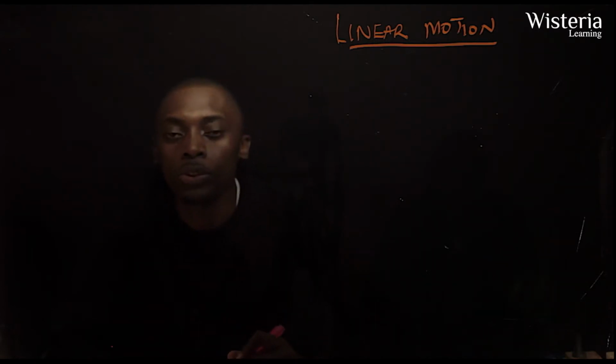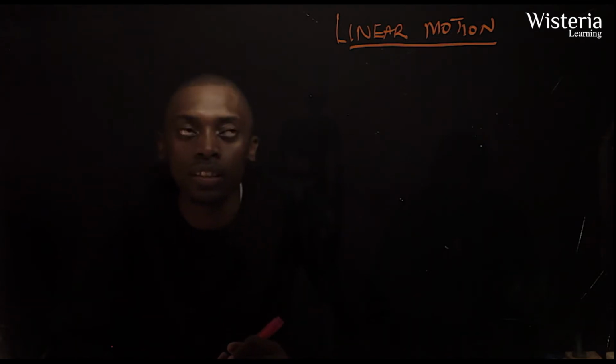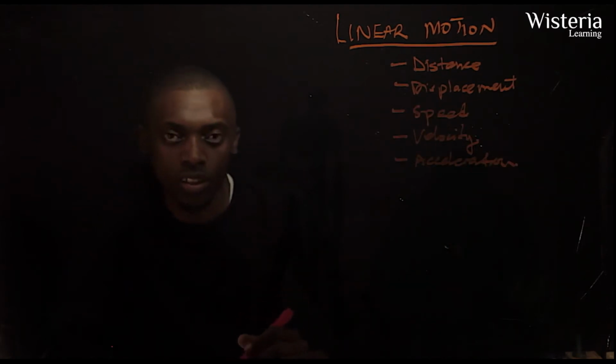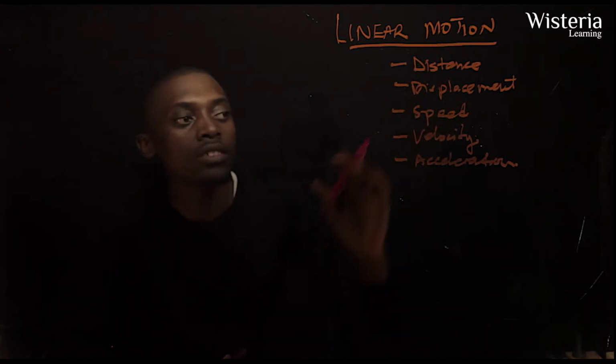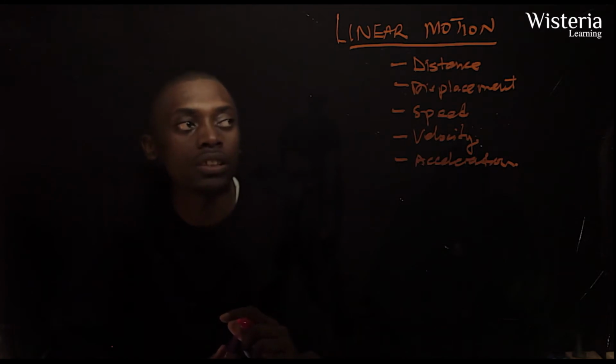So in this video we are going to discuss 5 important terms that are mentioned under this topic, linear motion. These are the 5 important terms that are used in linear motion: distance, displacement, speed, velocity, and acceleration. In the exam you're expected to differentiate these sets of words from the others.